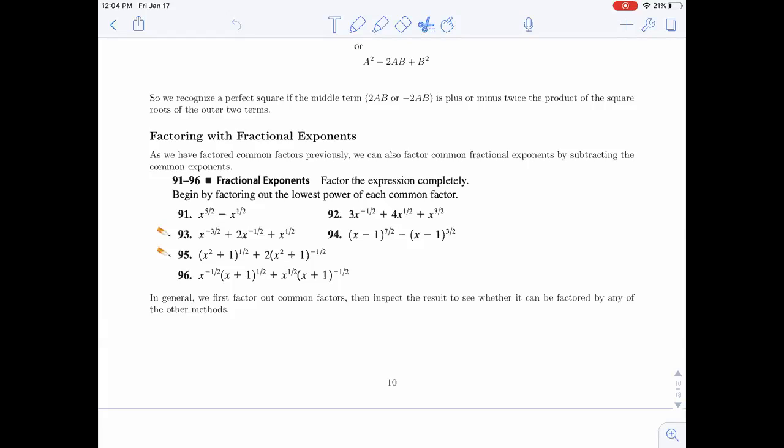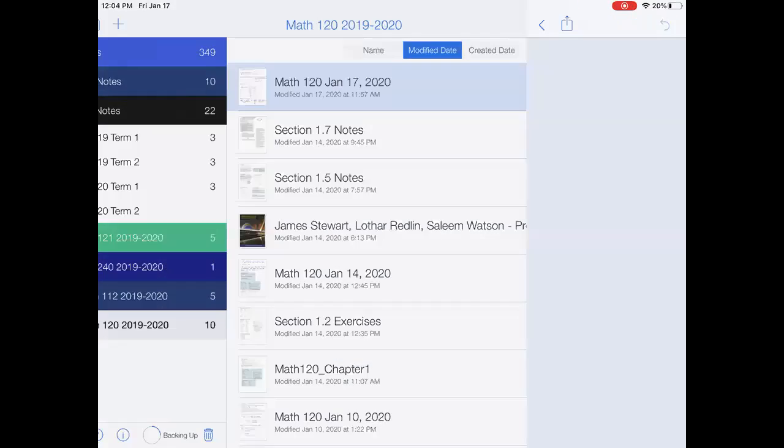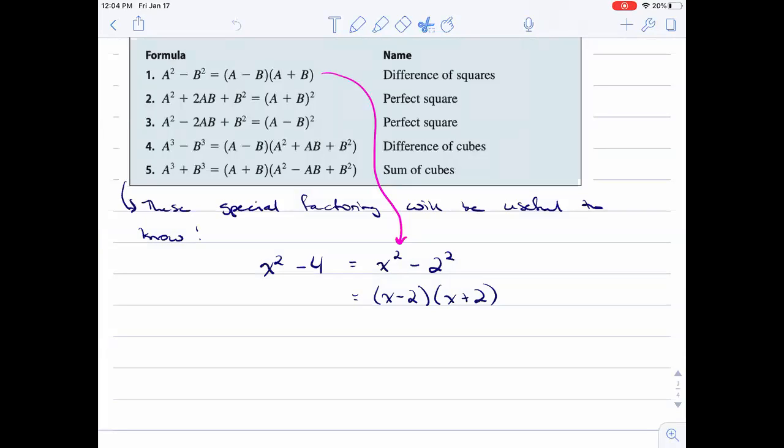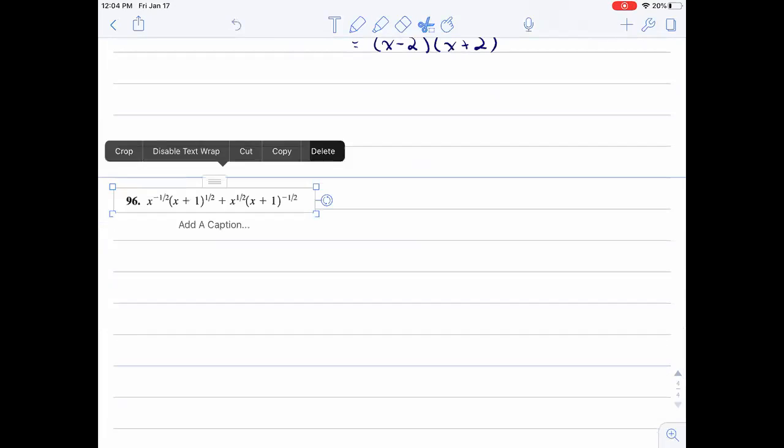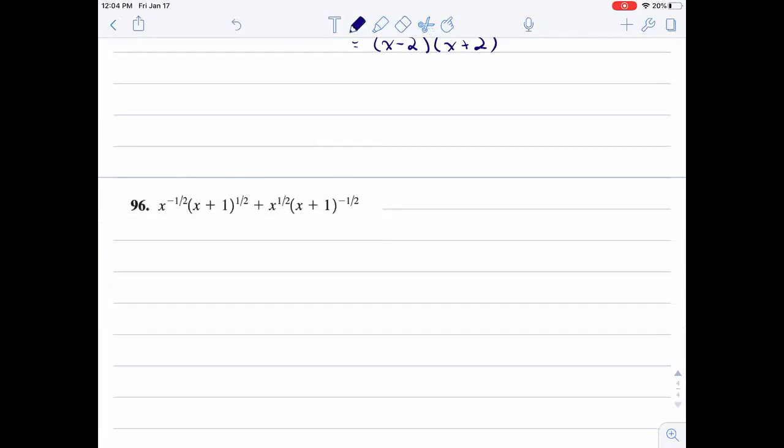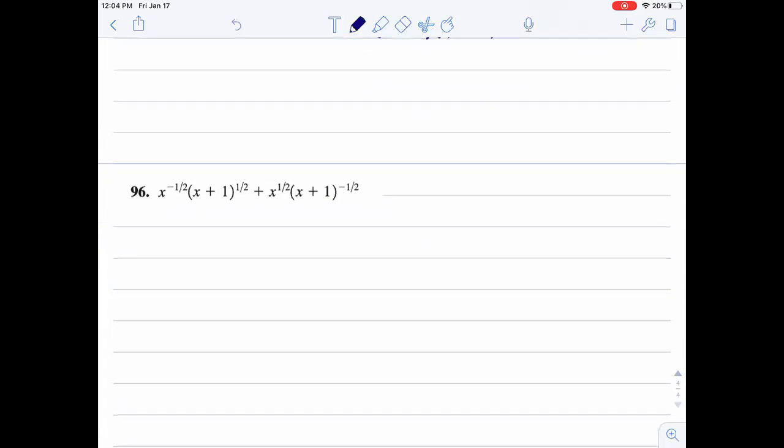Which one of these should we go through? 96. 96. Oh, you guys are always going for the big ones. Maybe as a rule, we should just go through the last one. That's what I'm picking up on here. So I'll put it here.